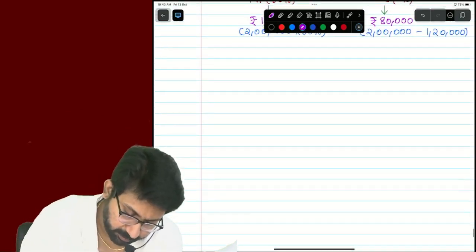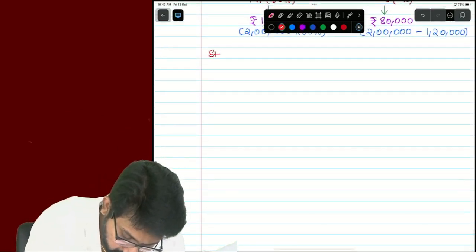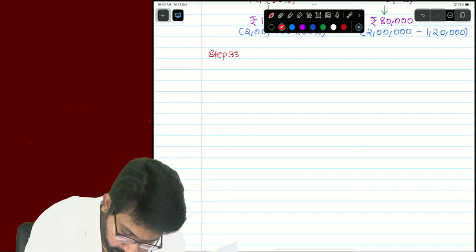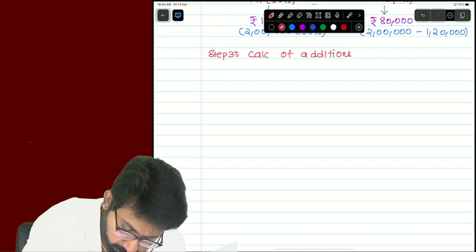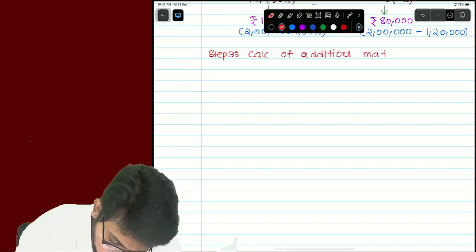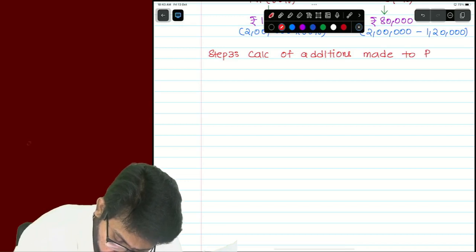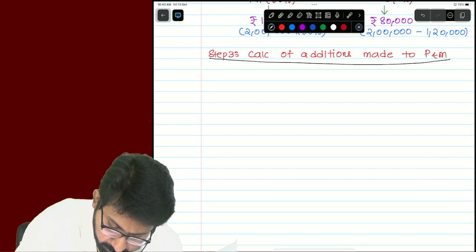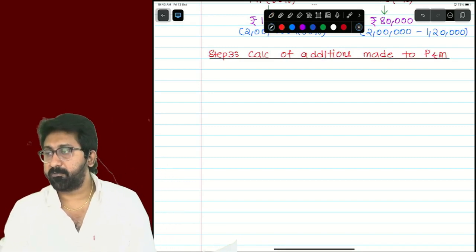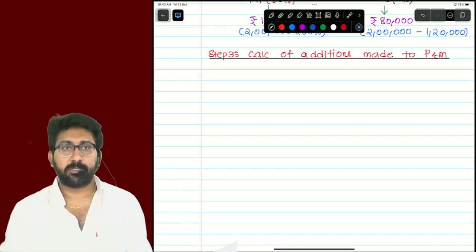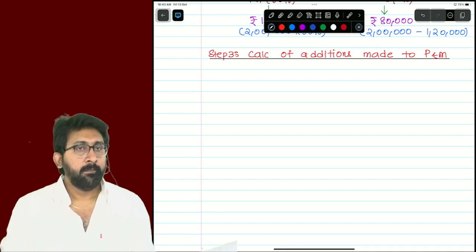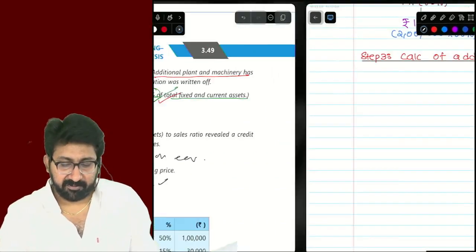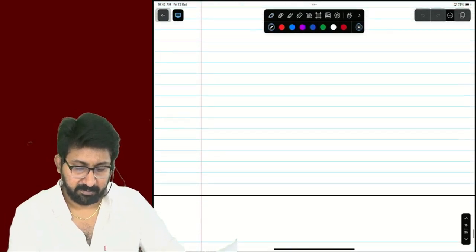Write down, sir. Step 3. Calculation of additions made to plant and machinery. Calculation of additions made to plant and machinery. Roughly, first tell me the answer here. After that we will fairly note it down.